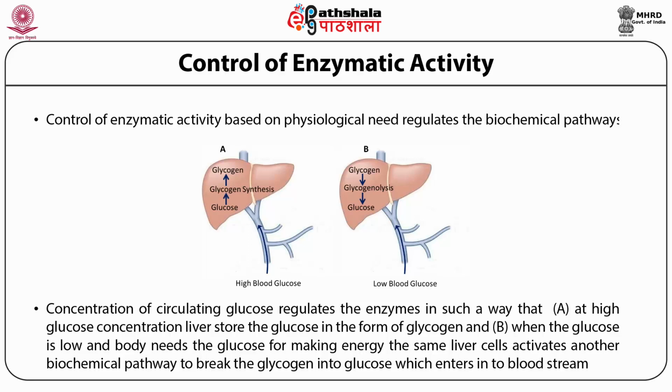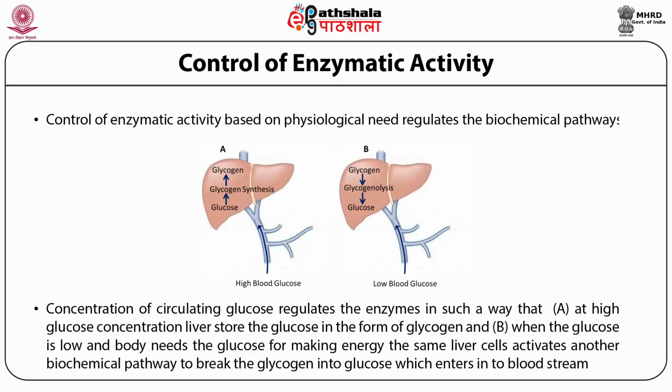So there is another scenario, B, where the blood glucose is low and the body needs glucose for making energy from the liver cells. The glucose is already stored in the liver in the form of glycogen, and the liver cells activate another biochemical pathway to break down the glycogen, and that biochemical pathway is called glycogenolysis.